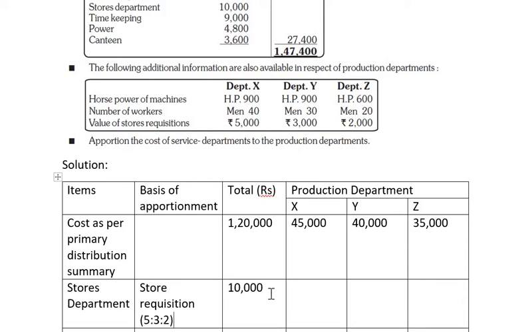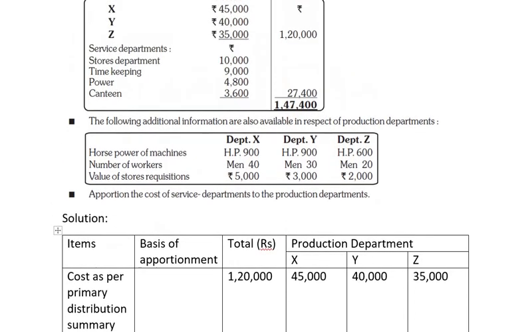If you are going to divide 10,000 into 5:3:2, you will get 5,000, 3,000 and 2,000. Now let's see how we have got this amount. First of all you have to add all this. 5 plus 3 plus 2 is 10. So for X it will be 10,000 multiplied by 5 divided by 10. For Y it will be 10,000 multiplied by 3 upon 10 and for Z it will be 10,000 multiplied by 2 upon 10.